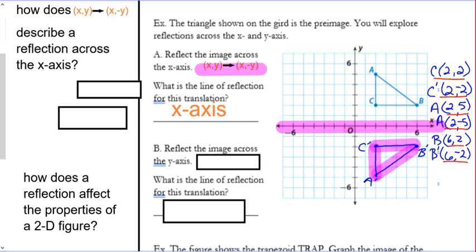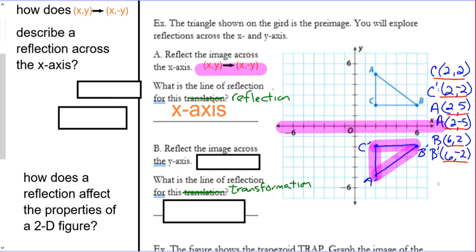So what is the line of reflection for this translation? This is not a translation thing. Sorry, guys. I should say reflection, so make sure you change that in yours. The line of reflection is the x-axis, or we could call this a transformation, not translation. Write transformation here. Okay, so let's review this one more time.